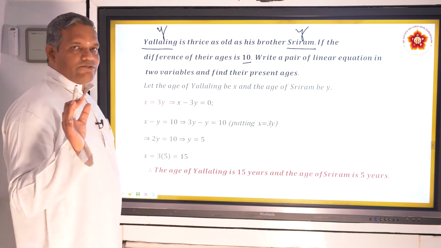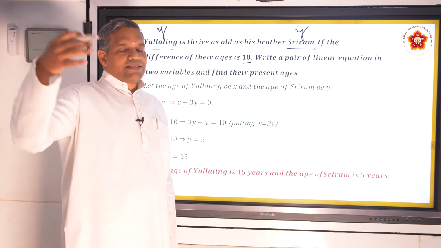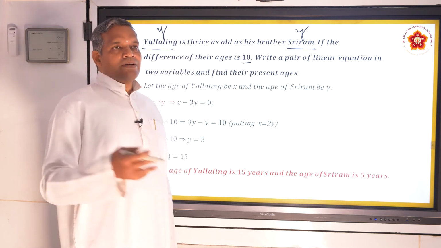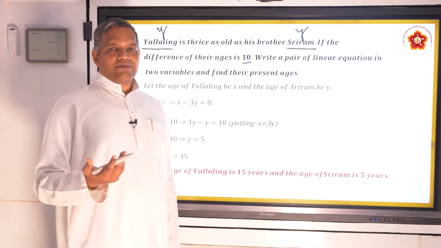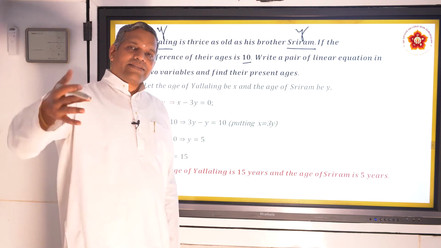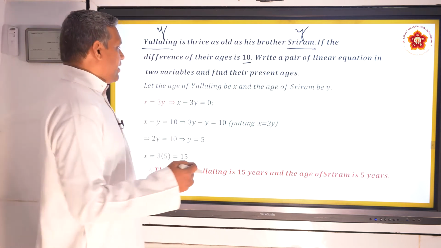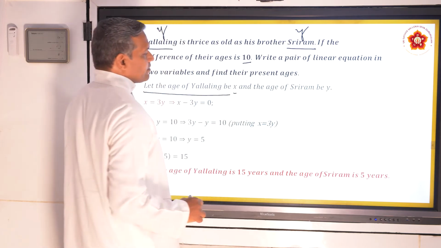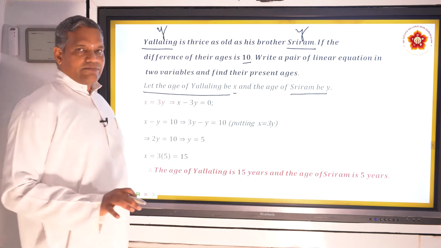First, what you have to do, because we don't know something, the moment somebody comes, we don't know what will come. Some x came, sir, some x. So we don't know something. Roentgen also, while discovering X-rays, got some rays and didn't know the name of those rays. What is it? X-rays. Even today we call it X-ray. So some x means unknown. Here, let the age of Yellaling be x years and the age of Sri Ram be y years. First we make this assumption.